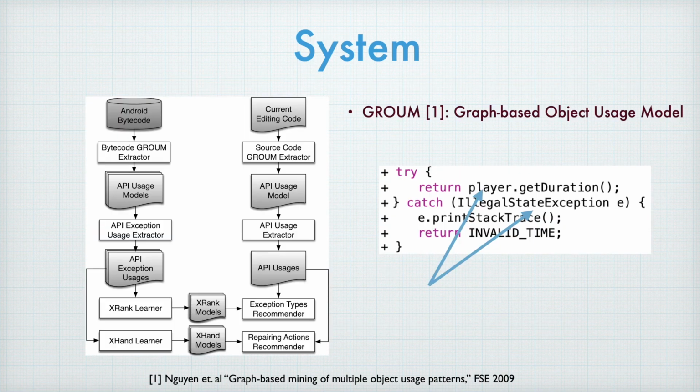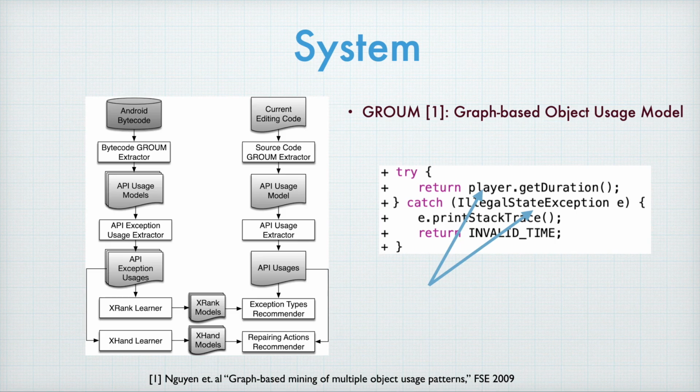Given the two models, we build a system for recommending exception handling code. The model is learned from Android bytecode, so we develop a module to extract graph-based object usage models from Android bytecode, and from the graph-based object usage models, we can extract the co-occurrence between the method code in the try block and the exception type.